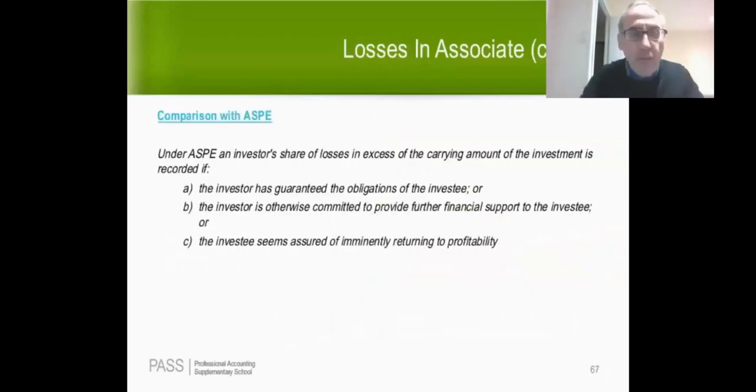Now, let's compare this with ASPE. ASPE is not identical when it comes to this. ASPE is actually stricter, which is quite rare. Under ASPE, you need to recognize a loss in excess of the carrying value and reduce the investment below zero if any of these three conditions are met. Either the investor has guaranteed the obligation of the investee, or the investor is committed to provide further financial support to the investee, or if the investee seems assured of imminently returning to profitability. This is a rule that does not exist in IFRS.